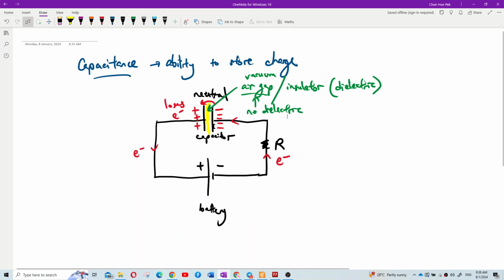Why must you have an insulator in between? Because that is the purpose. We don't put a conductor. If you put a conductor, class, the capacitor can never charge up.